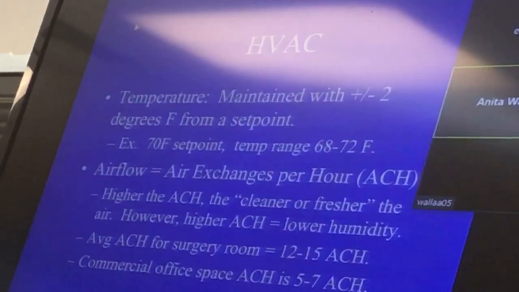Again, by comparison, if you look at the average air exchange for a surgery room, say 12 to 15 air exchanges per hour, that's average. We go up as high as 18 to 20 air exchanges per hour in a surgery space. That's a nice, clean surgery area. Again, by comparison, commercial office space is 5 to 7 air exchanges per hour. You just need to think about the fan requirements to produce this type of air exchange rate are significant.